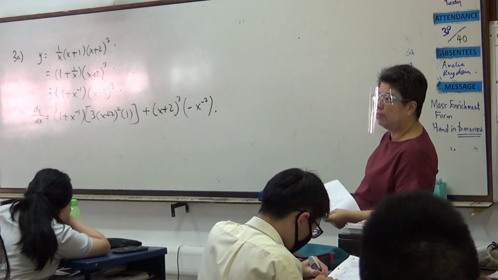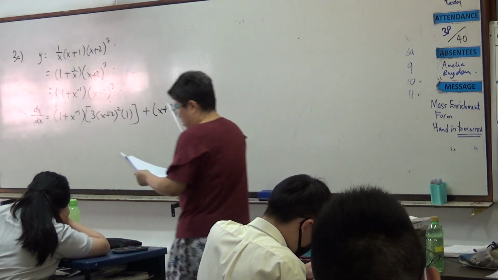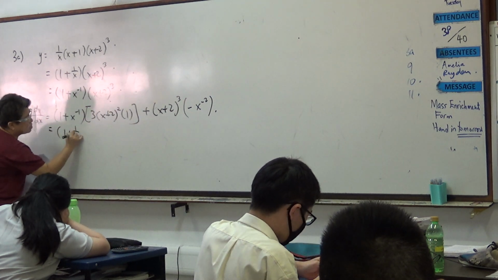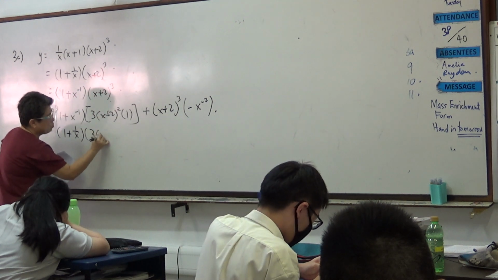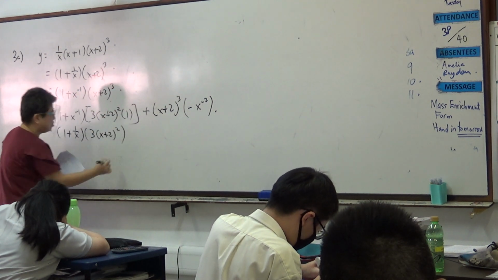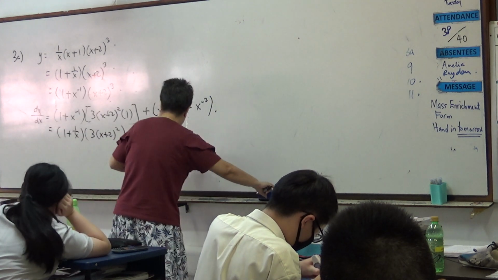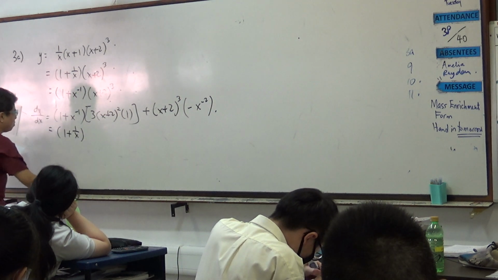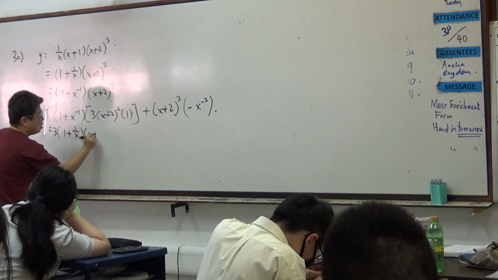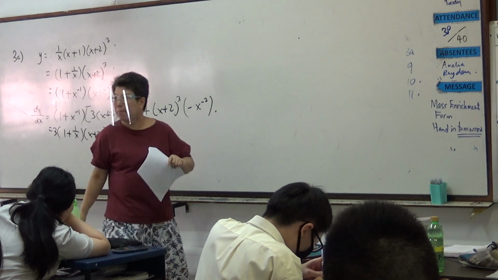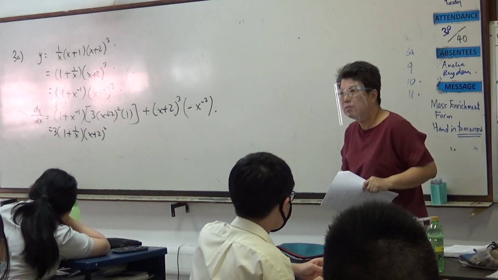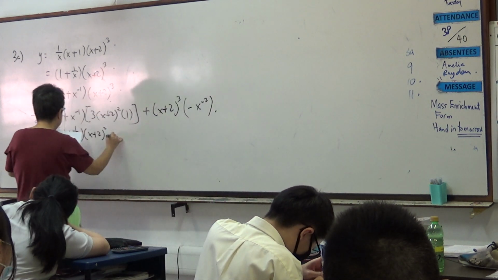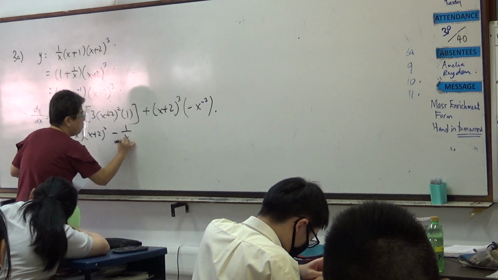Agree, class? Okay, now, I'm going to do something here. All of you look up. This is 1 plus 1 over x, (3x plus 2) squared, right? Actually, now, I can simplify this by putting the 3 here, (x plus 2) squared, right? Am I right? Correct now, class? Yes or no? Yes, okay. Then this one will become what? Minus 1 over x squared.